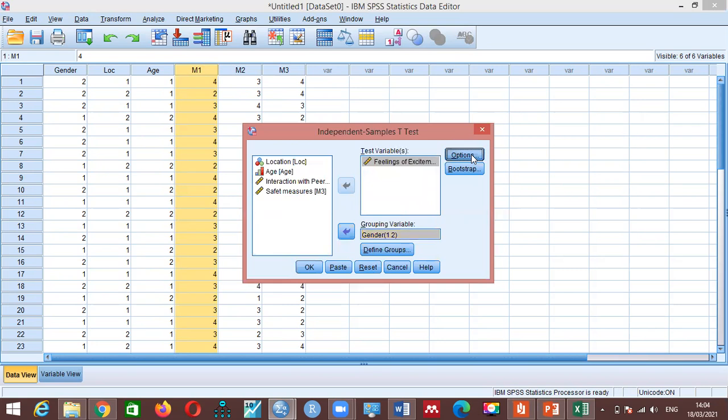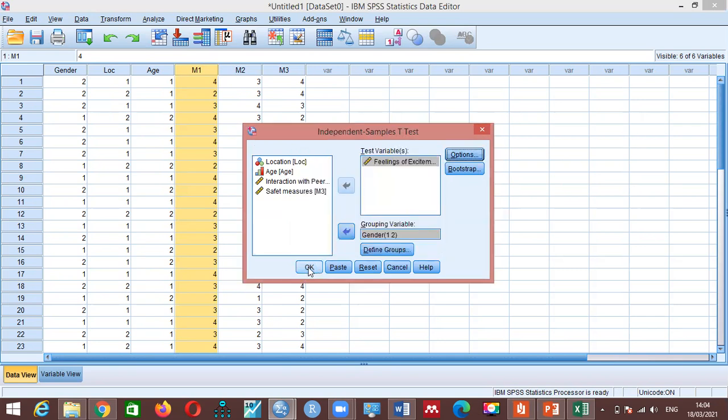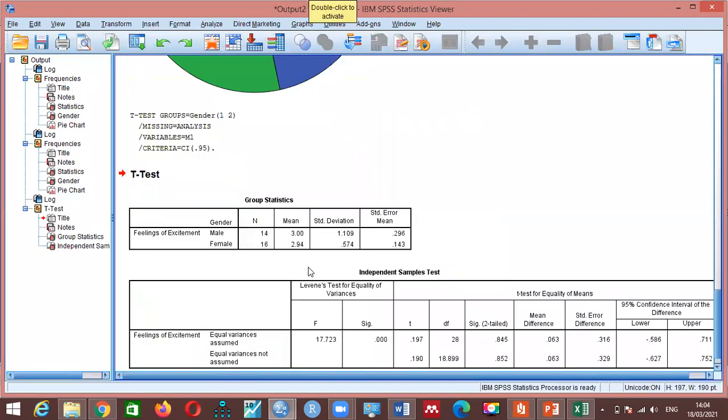We can come to options to define your confidence level. Let's say we enter this data with some level of 95%. I can change this to 99 if I want. I can change it to 90 if I want. But let's use the standard, which is 95. And I say okay. Let's see the result it gives us. Great. So in terms of feeling of excitement, we had responses from 14 male, 15 females.